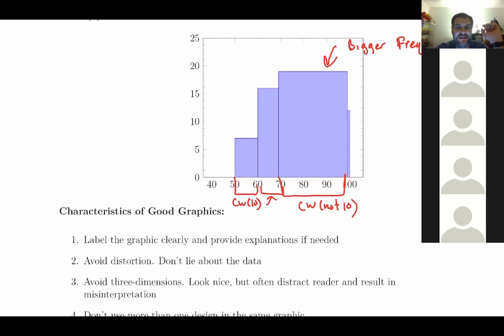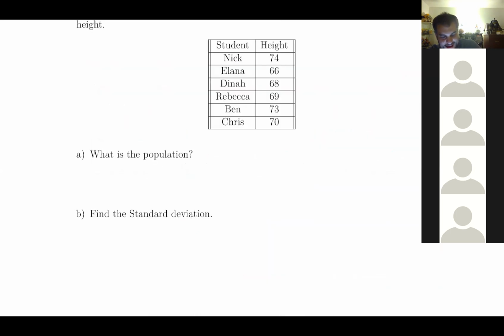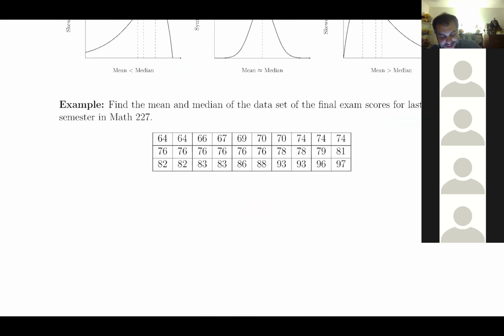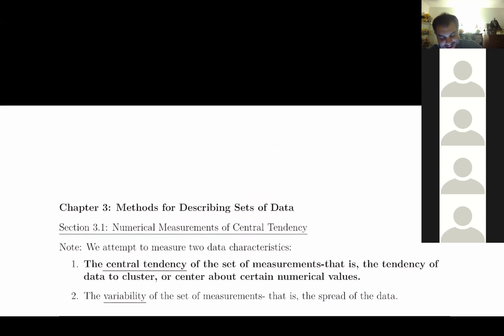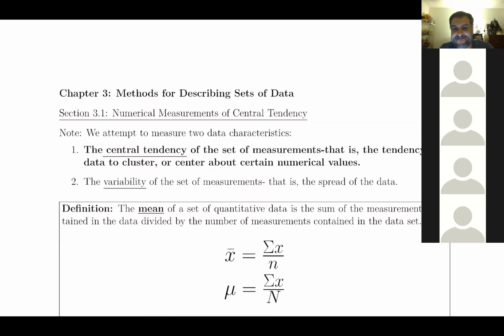Any questions in regards to chapter 2? All right, so we're going to go on to chapter 3. Chapter 3 is where we have all the math. So if you've been waiting for all the math, this is where you're going to get it.